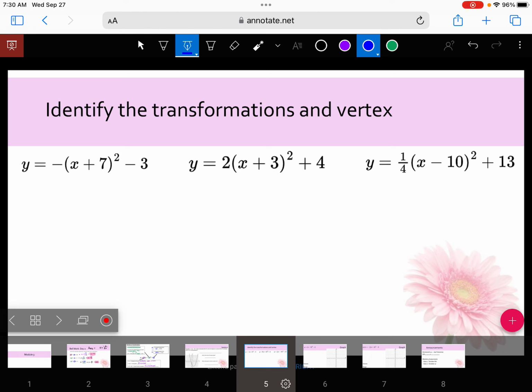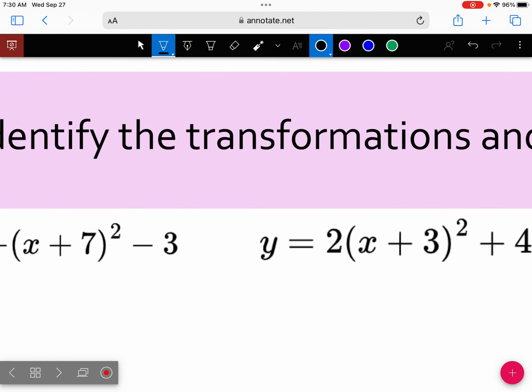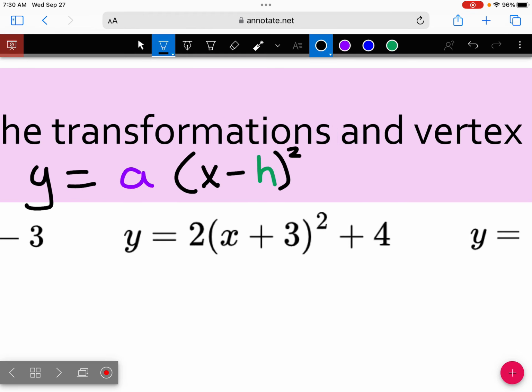Okay, so this is what we're going to start with. We're going to start with finding our A, H, and K and saying what the heck that means. So that's step one. And we're going to do it with all three of these equations. I'm going to put our transformation form up here on the screen. So y equals A(x minus h) squared plus k. And what we're going to do is find out what A is, what H is, and what K is, and we're going to name them. That's our first job.